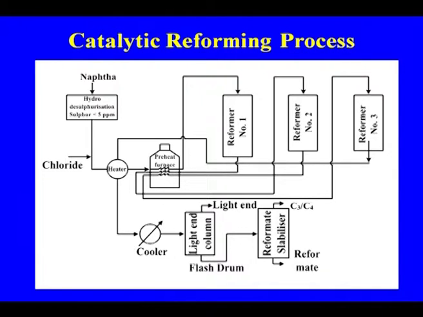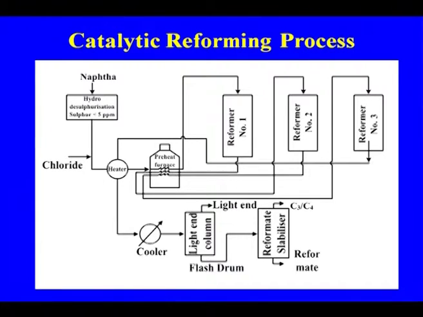After the naphtha pre-treatment, it goes to the heater, and from the heater it goes to reactor 1. From reactor 1, the product is again preheated in the heater, and then it goes to the second reactor. After the preheating, the product from reactor 2 goes to reactor 3 in the same way. Like that, in the 3 stages we have preheat furnaces; here I have shown only one, but we have 3 furnaces.